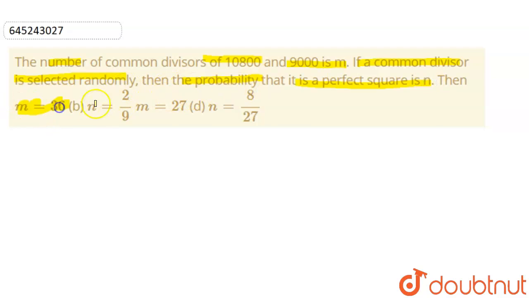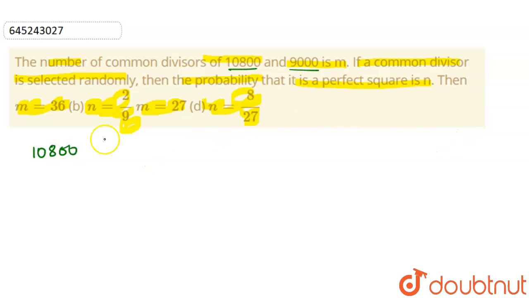M equals 36, n equals 2 upon 9; m equals 27, and n equals 8 upon 27. So this is a multi-choice answer, so we have to find out what answers are possible for this question. Now we have to find out the common divisors of these two numbers, right?